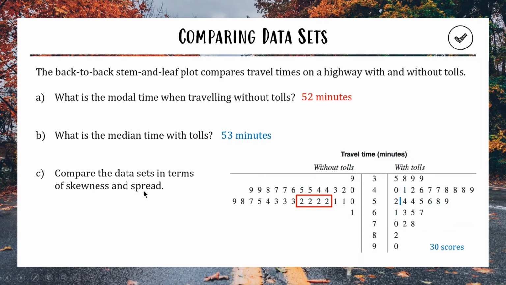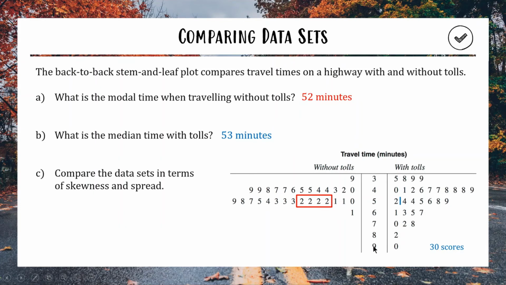Okay, now talking about spread is looking at what numbers your data is spread over. So the without tolls data set starts at 39 and it only goes up to 61. So we don't have a massive amount of spread there, only a range of 22. If we look at the with tolls data set, however, our smallest score is 35 and our highest score is 60.